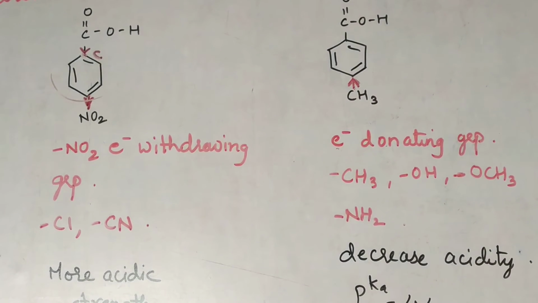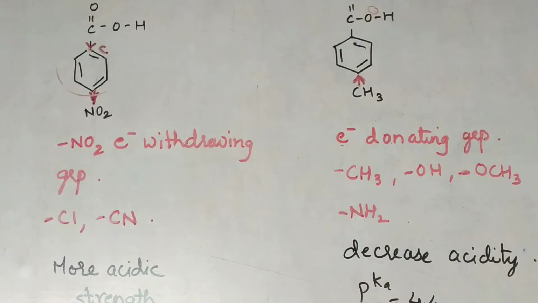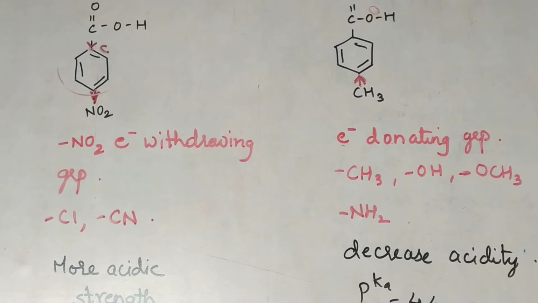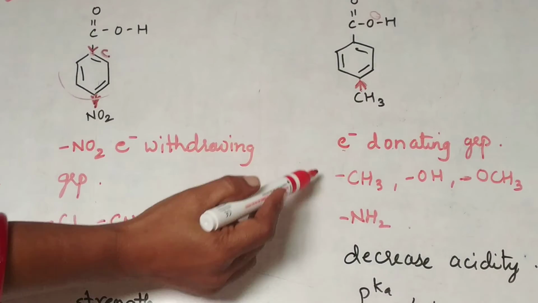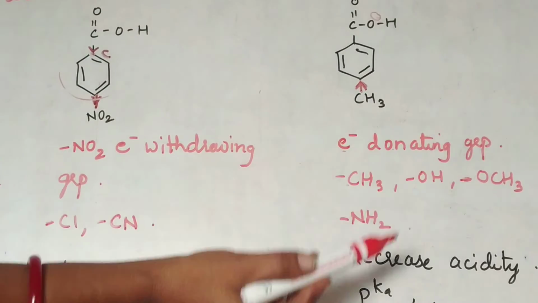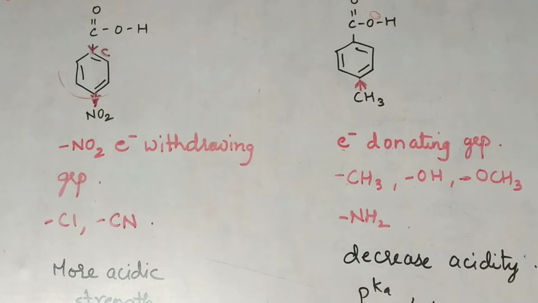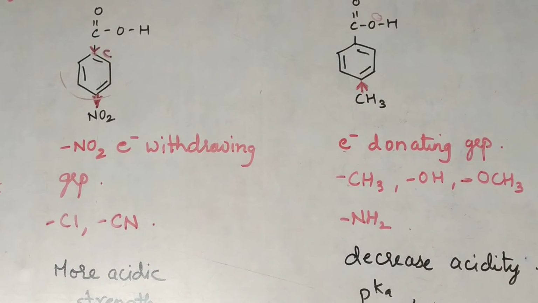So the conjugate base म्हणजे हा इथे ऑलरेडी मायनस चार्ज येणार आणि अजून इलेक्ट्रॉन त्याला प्रोव्हाइड होतोय. So this will make the conjugate base less stabilized. Hence, it is decreasing the acidity. Which groups? CH3 group, OH group, OCH3, NH2. Such groups are electron releasing groups. They will donate the electrons. They release the electron because they are electron rich.